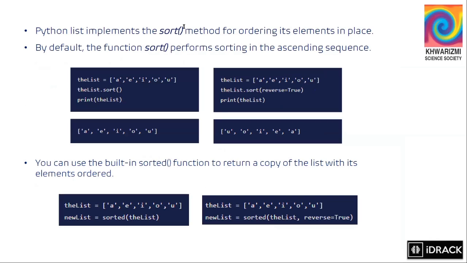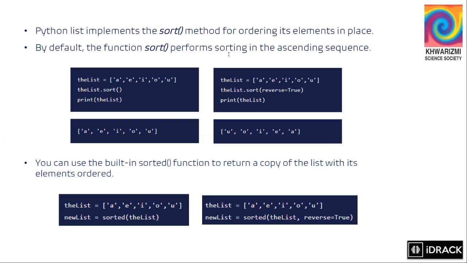Okay, so we talked about the sort method as well. Again, I'm going to show you the examples here, and I'll let you experiment with these in the shell in your own time, and then you can come back to me if there are any problems that you run into. So the Python list implements the sort method for ordering its elements in place. So they can be ordered into the ascending sequence or the descending sequence. And there are different ways to do it.